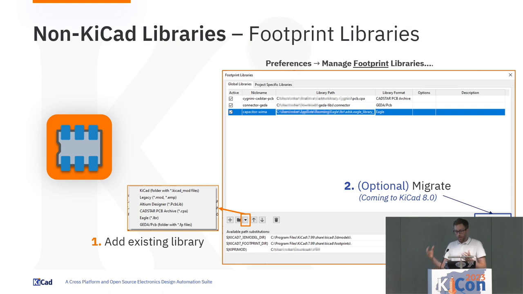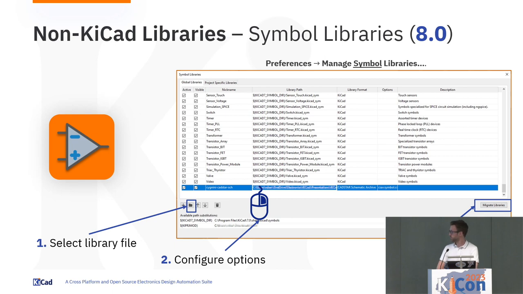Or if you want to be able to edit it, in version 8 we added this button to migrate libraries. If you want to edit these non-KiCad libraries, you'll need to convert them to KiCad format so you can edit them later. But you might also want to keep them as they are. Maybe you're in the process of migrating between two systems, and you don't want to fully move all your libraries over to KiCad, and stay in, for example, Altium, still developing all your libraries in Altium. So you just load it up as a read-only library that you can use for your designs. For symbol libraries, it's the same thing.